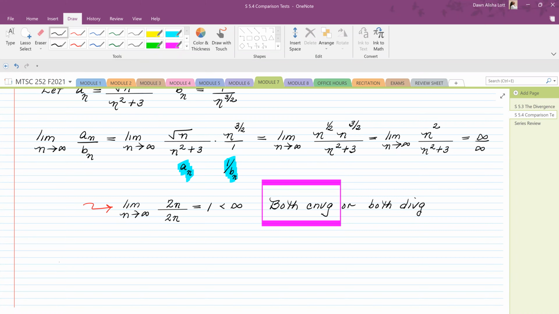All right, I'm glad that you said that, because that is a common misconception. This is where life gets scary, because it all starts to come together. Just because you get a finite number doesn't mean it converges. For this particular test, when you get a finite number, it means they both converge or both diverge.